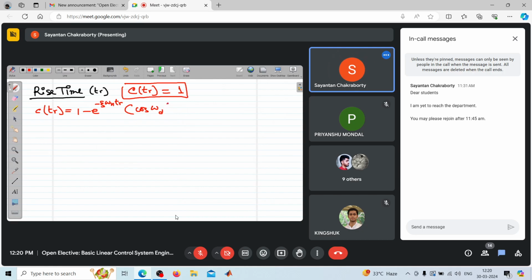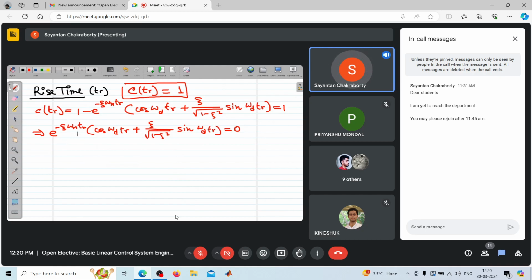I'm just taking one step back to where it was written like this. This is another expression for this, and that should be equal to 1 by definition. This is the C(t) expression that we derived in the last class: cos omega d t plus zeta by root over 1 minus zeta square times sin omega d t. Now from that, what you can write, this one is cancelled out. So e to the power minus zeta omega n T_R times cos omega d T_R plus zeta by root over 1 minus zeta square times sin omega d T_R equals 0.